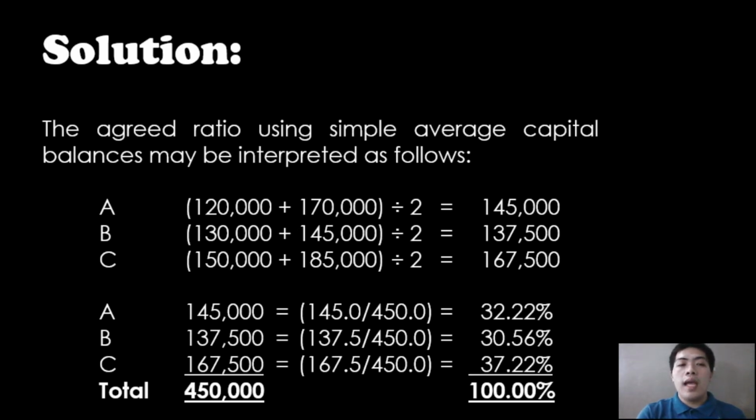So, for A, yung simple average balance, 145,000. Kay B, 137,500. Then kay C, 167,500. Then out of it, itotal lahat, we have 450,000. Then make a fraction out of it. Then convert it into a percentage. Respectively, kay A, B, and C, we have 32.22%, 30.56%, and 37.22%. Total niyan, 100%.